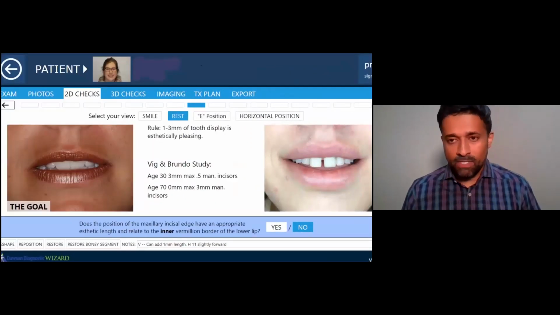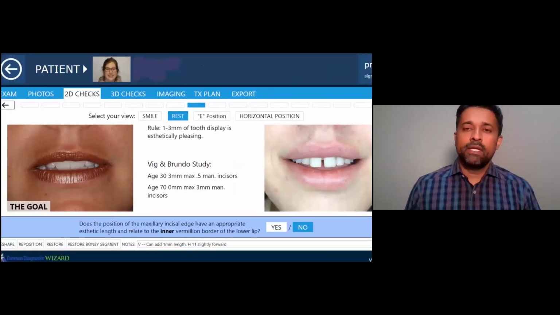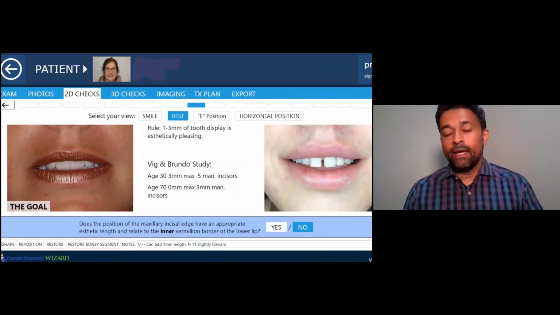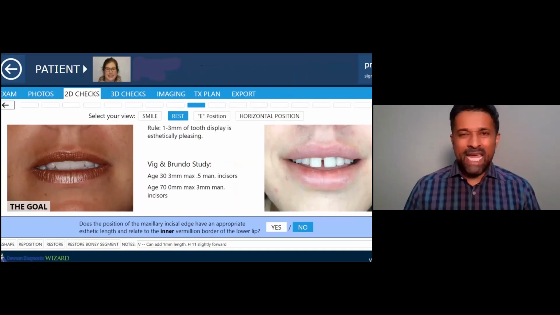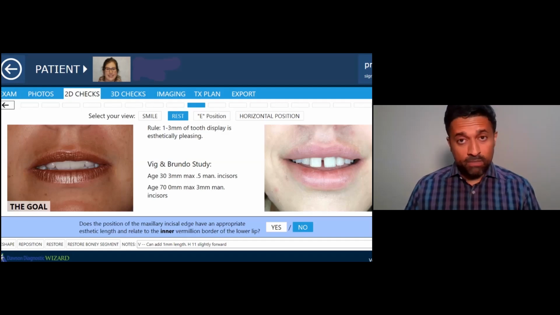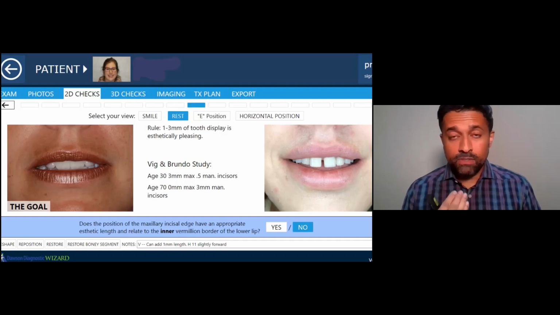This is her lips at rest photo. There was a study done in 1978 by Vig and Brundle called the kinetics of the anterior tooth display. They were looking to see how much tooth is shown at different ages. At age 30, they said the average amount of upper teeth shown is about 3 millimeters. At age 70, generally you don't show anything, just your lower incisors.